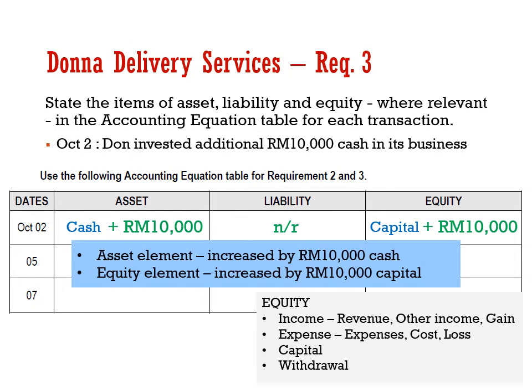Also, for this transaction, the assets element increased by 10,000 by cash item with a plus sign, and the equity element increased by 10,000 by capital item with a plus sign, since capital increases equity. Please bear in mind that the plus and minus signs are very important, as those signs will be used for journal entry purposes in determining whether the element should be debited or credited. So keep your eyes on the signs. For the rest of the transactions, try to do them on your own. Pause this video and resume when you are ready.